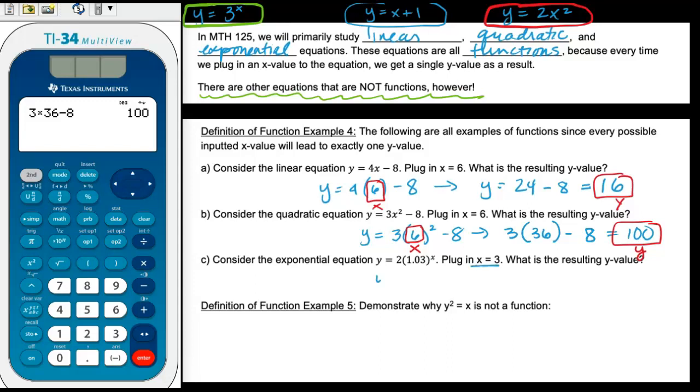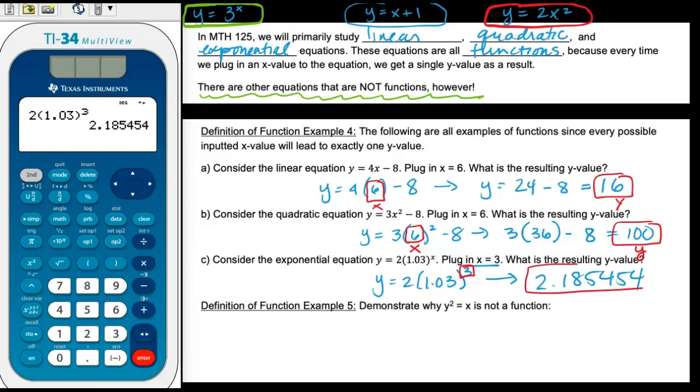And then lastly, if we look at this exponential equation, let's plug in 3 for x. So we get y equals 2 times 1.03 to the third power. Let's plug that into our calculator exactly how it looks here on the paper: 2, parenthesis, 1.03, and then we press the caret key, which brings us up to the exponent location, and then 3. We end up getting 2.185454. Same with the other examples: when we plug in our x value, in this case 3, we end up getting one y value. So this is also a function.